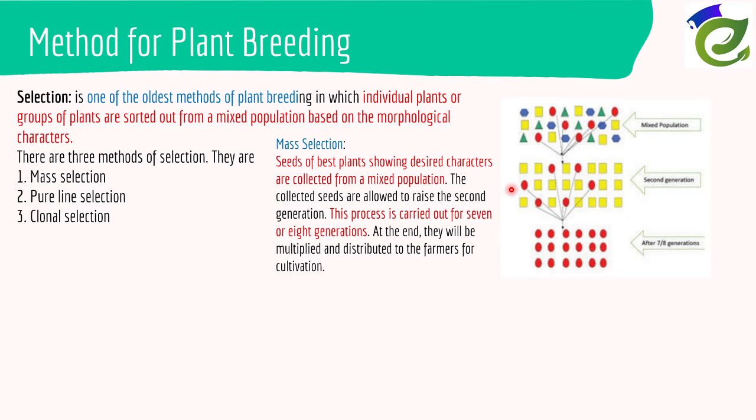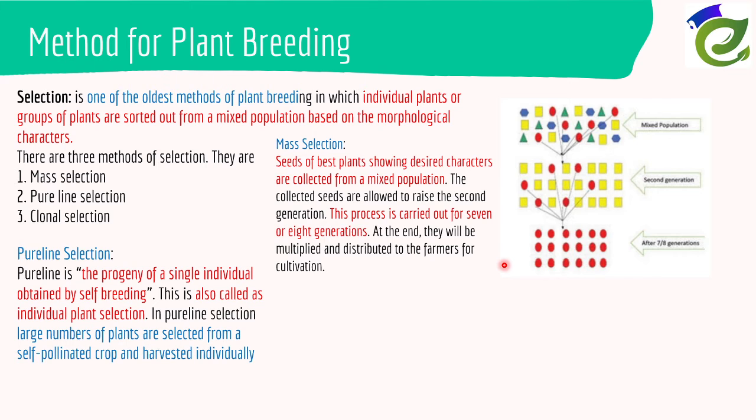So seeds of the best plants showing desired characters are collected from a mixed population. This first step is called mixed population, and this is carried out for about 8 to 9 generations, and thus we get the desired crop variety from mass selection.